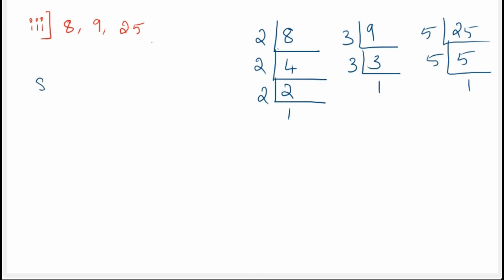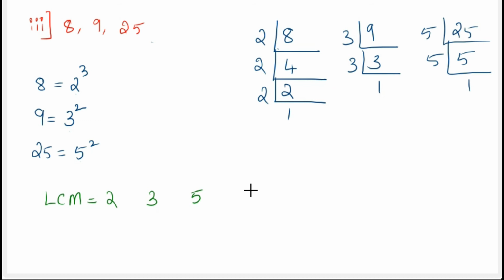So 8 can be written as 2 to the power 3, and 9 is 3 square and 25 is 5 square. Finding the LCM. LCM is all the prime numbers raised to their highest power. All the prime numbers: 2, 3 and 5 raised to their highest power.